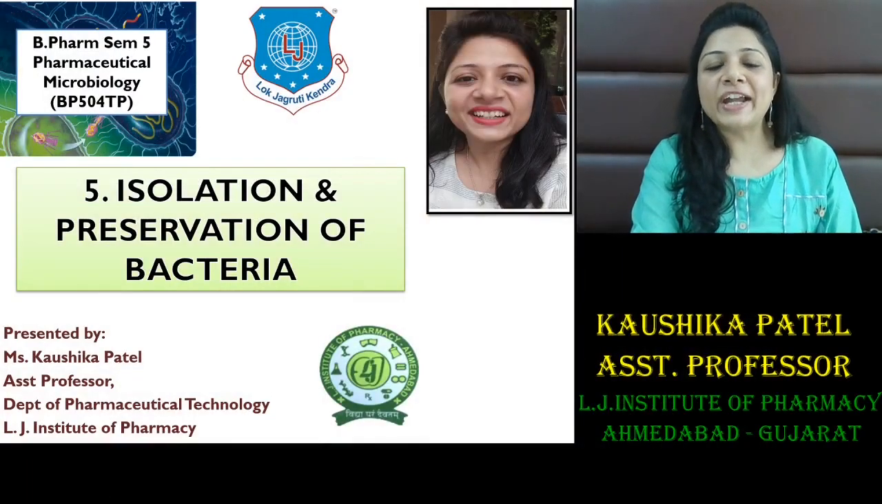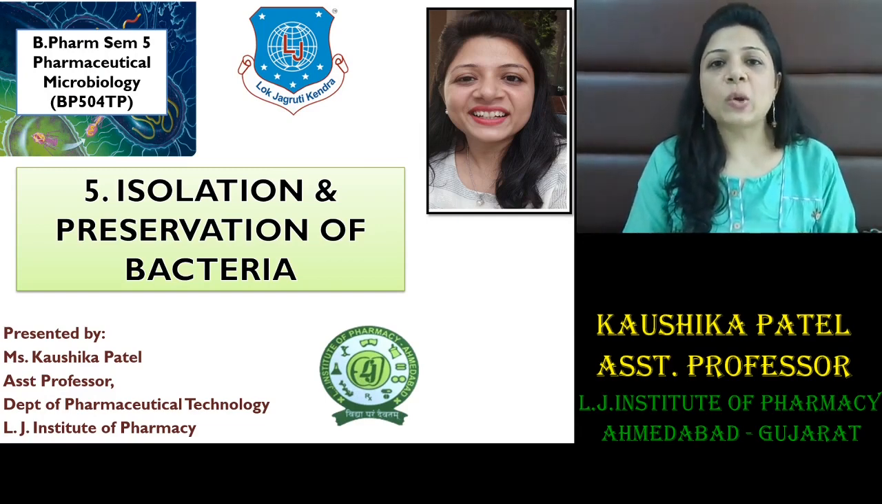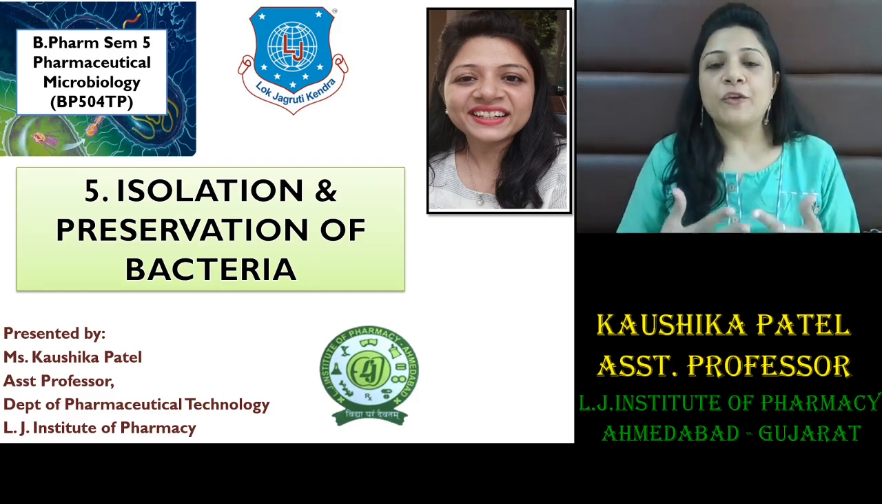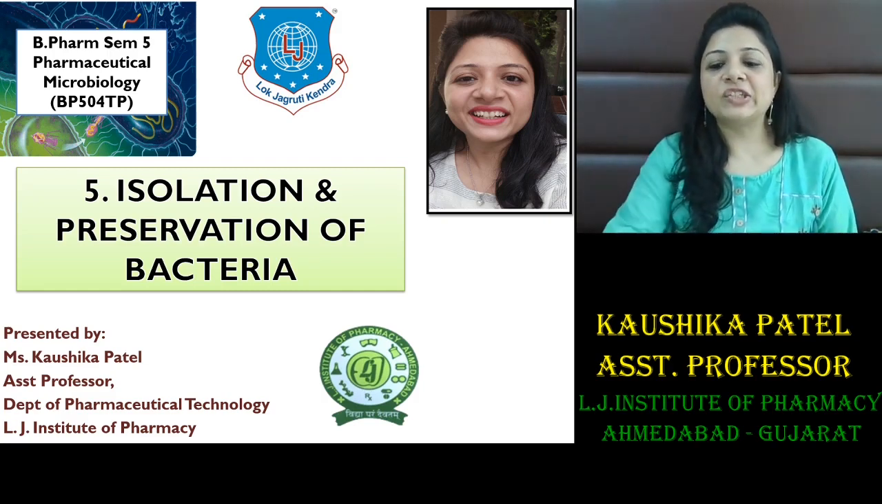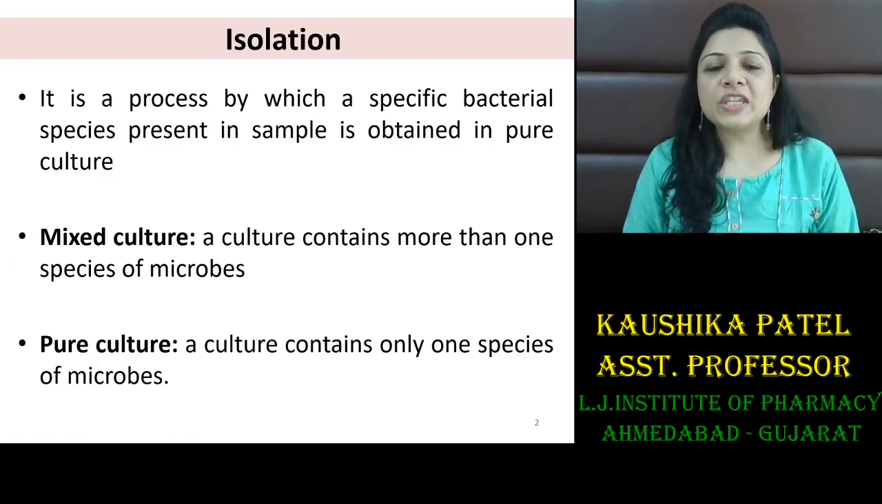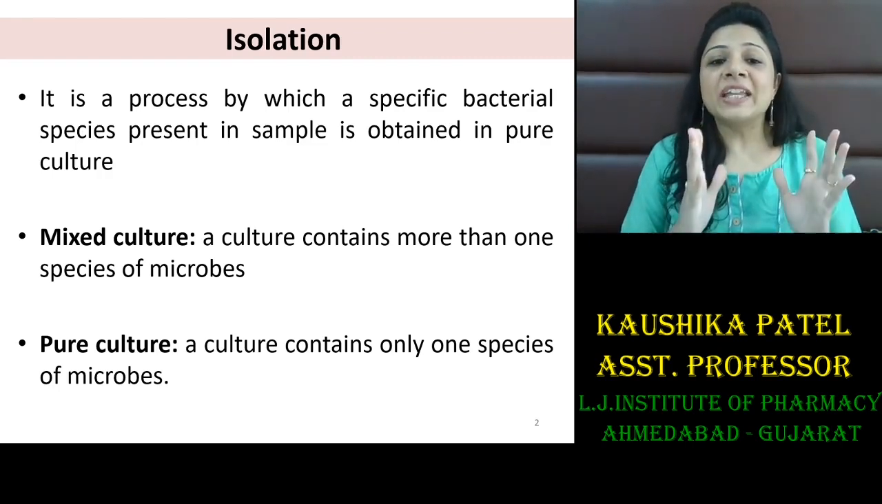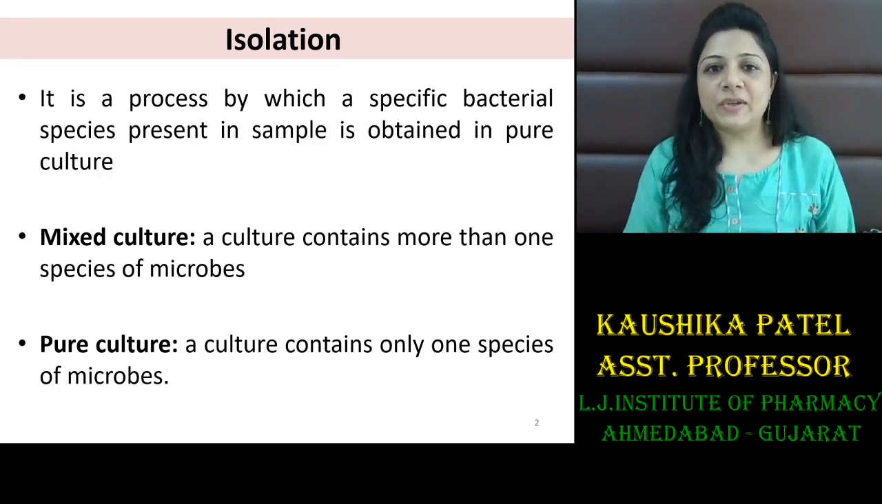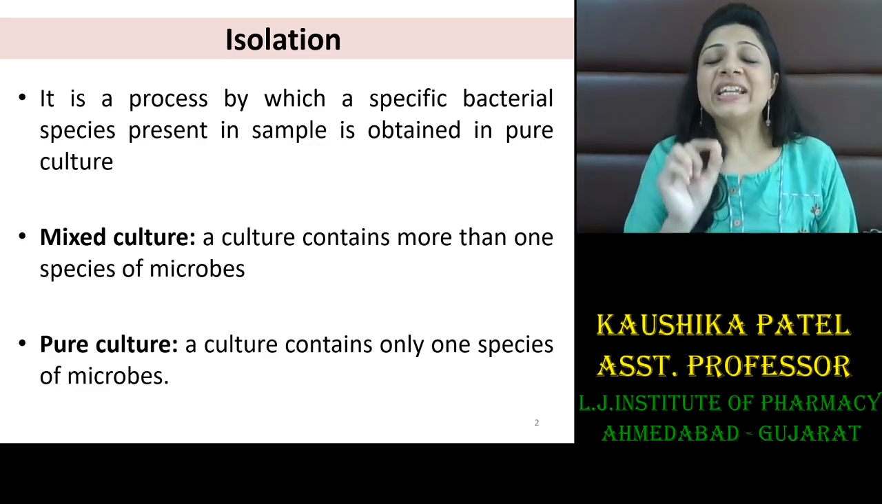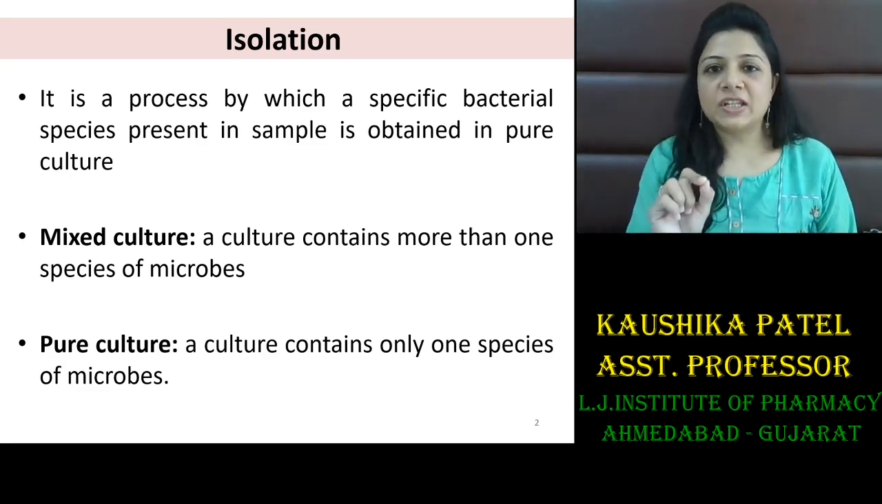Microbial culture is required for growing microorganisms in the lab. Isolation is required for separating a single species into a pure culture, and then that culture is to be preserved for further applications. Isolation is a process where a specific bacterial species present in a sample can be isolated. In mixed culture, more than one species are present, and in pure culture, only a single species is present. So, our aim of isolation is to obtain a pure culture of any species.